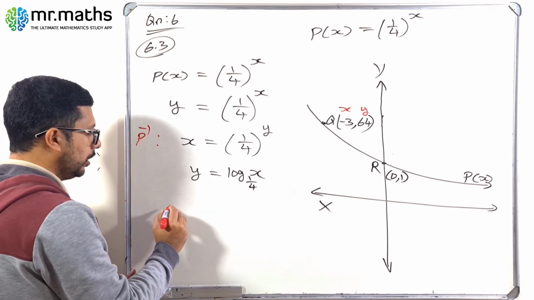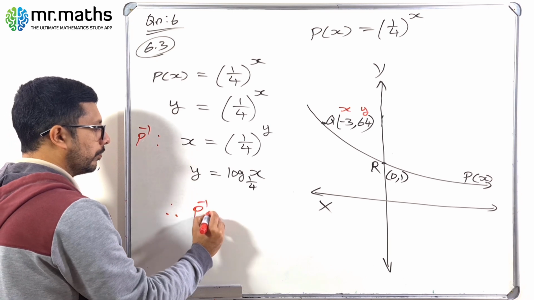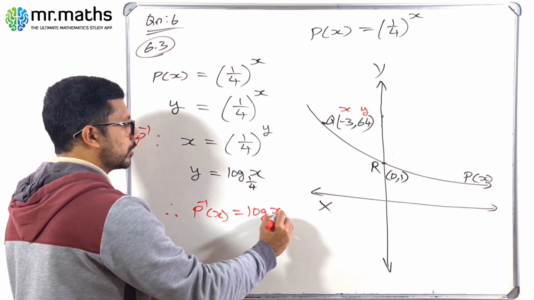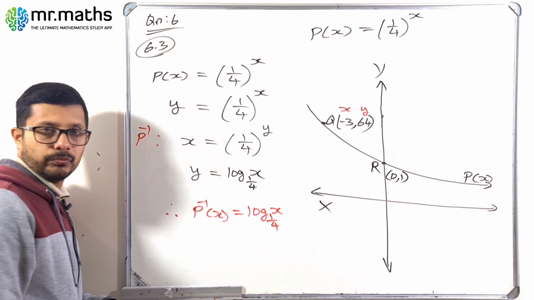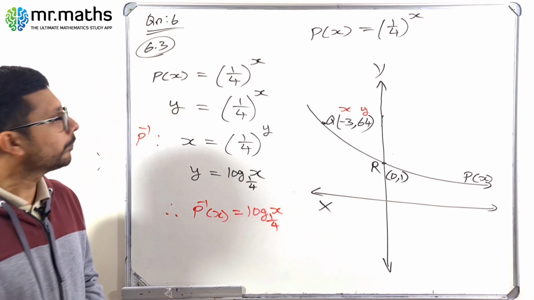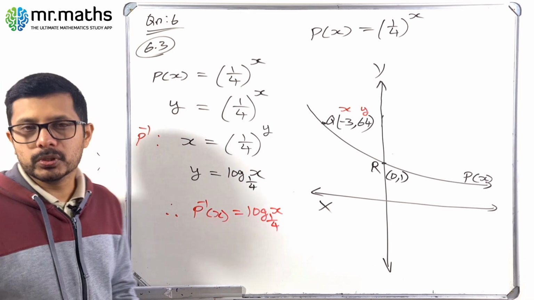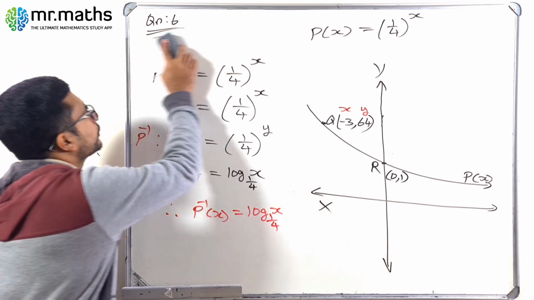So therefore p inverse of x, what is the equation? Log x to the base 1 over 4. And that's the answer. So that is question number 6.3. Now let's move to the next question, 6.4.